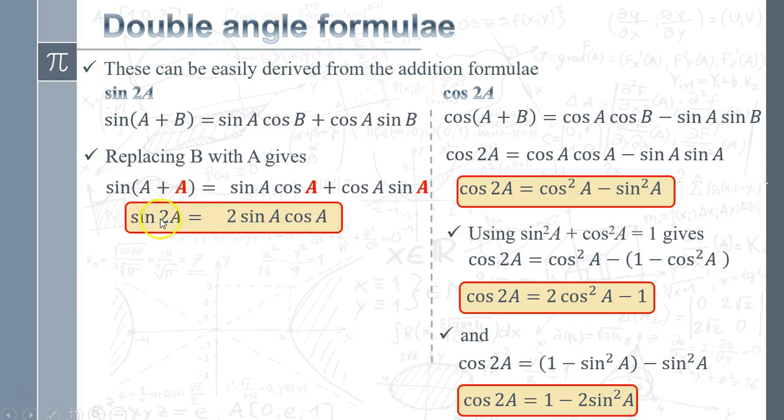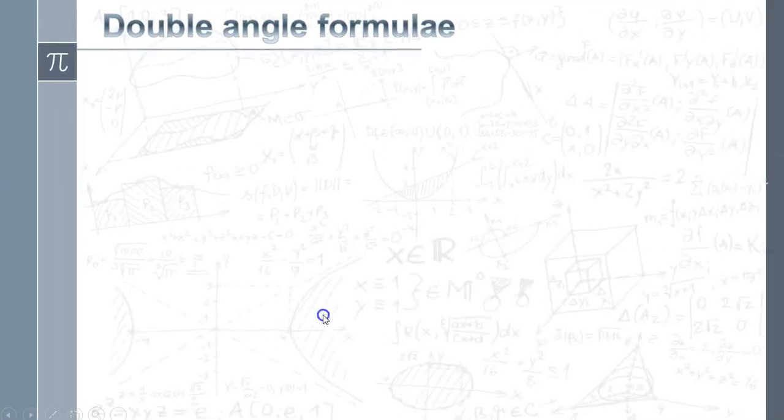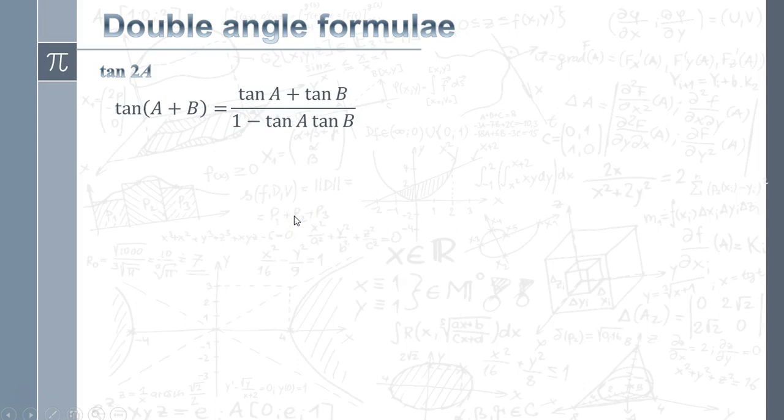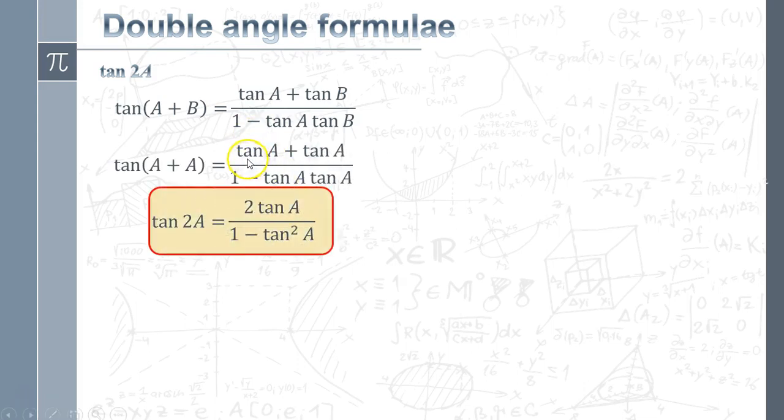Right, so we've just got the one version for sine 2A, we've got 3 versions for cos 2A. Again, not in your formula booklets, you need to know them. And then the last one is tan 2A, same trick, there it is. So now on the top we've got 2 lots of tan A, so it's 2 tan A, and there's a tan squared, so you get that one. And that is basically it. That is all the trig formulae that you need for your A-level maths.